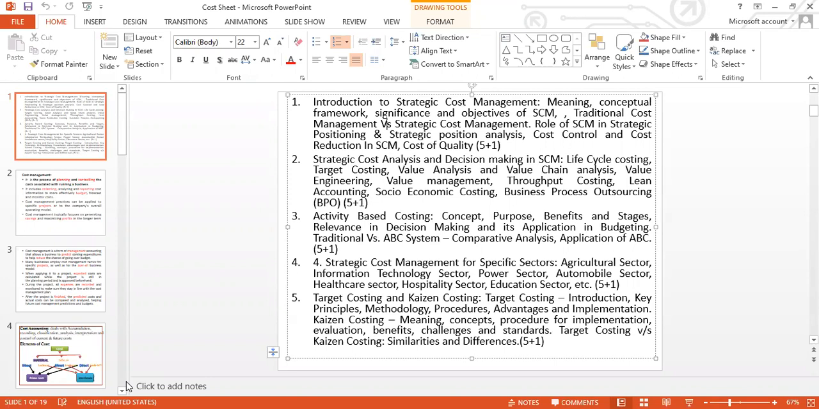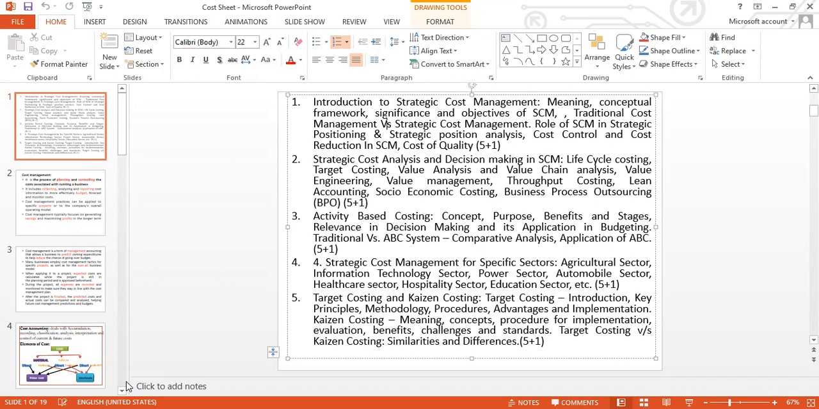Then fourth unit is regarding strategic cost management for certain sectors. So in case of agricultural sector, information technology sector, power sector, automobile sector, healthcare, hospitality sector, and educational sector, how you're going to implement the strategic cost management, that we have to study in fourth. And last unit is regarding your total target costing and Kaizen costing. In target costing, we have to study about the principles of the costing, methodologies, procedures, advantages, and its implementation. And we have to study as well as Kaizen.